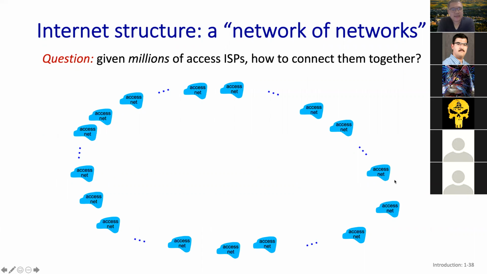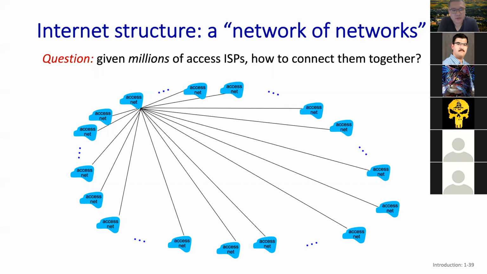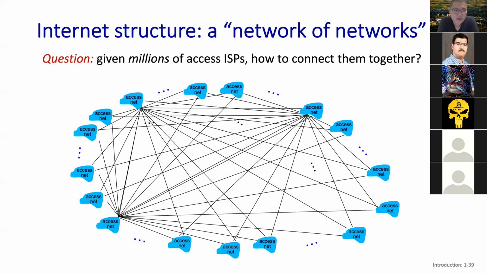Okay, so if we have many access networks, we have to connect them to the internet. If we connect each other using direct links, how many links do we need, right? For example, if we have n points, or access points, and we want to connect them to each other, we must have n square links if we use a direct approach, okay.